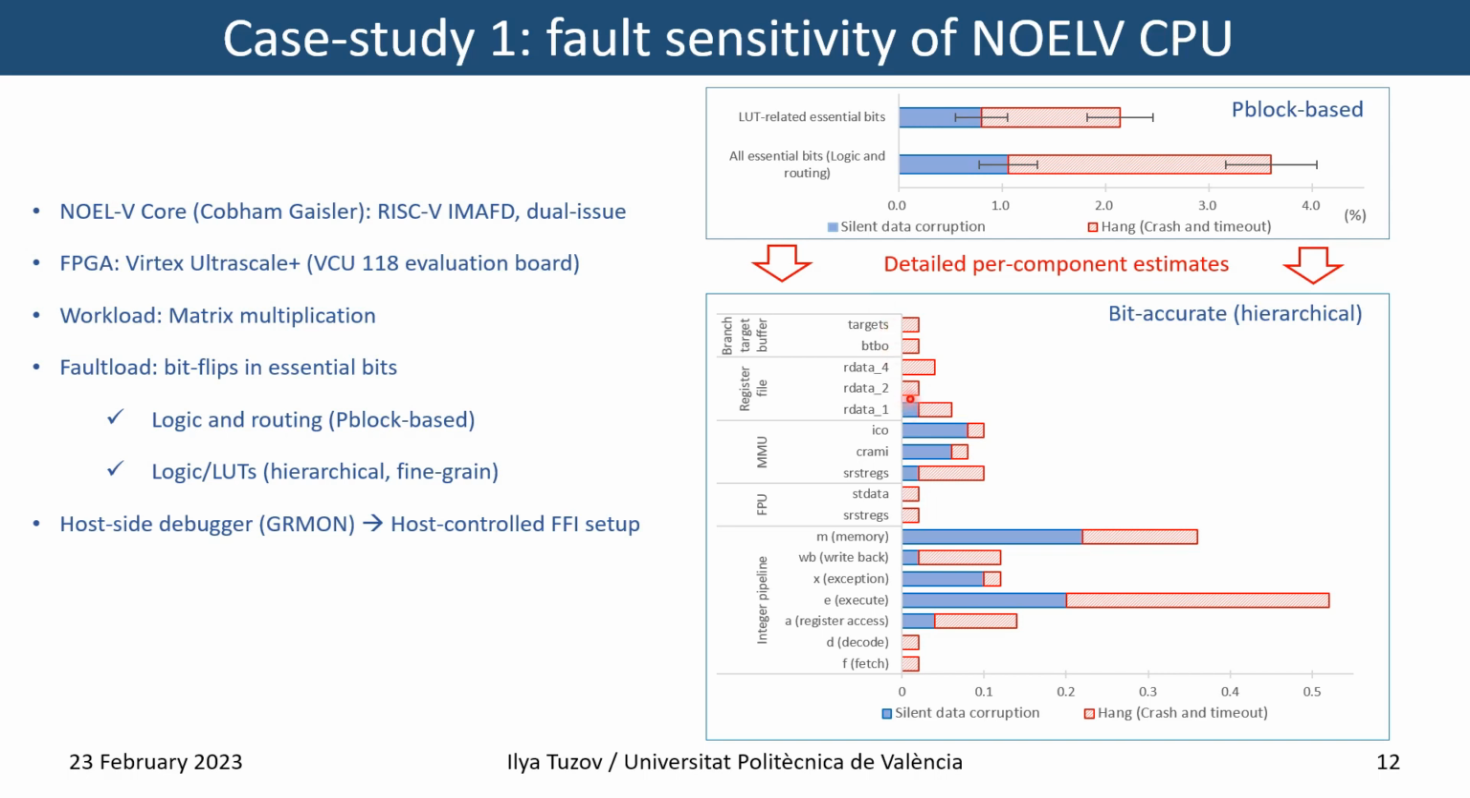Then we use bit-accurate hierarchical injection to obtain detailed estimates for each component of the CPU core. So we can see that the most critical CPU component is the integer pipeline. And among the pipeline stages, the most critical ones are the execute and the memory access. So this is the kind of result that can be obtained by BAFFI.